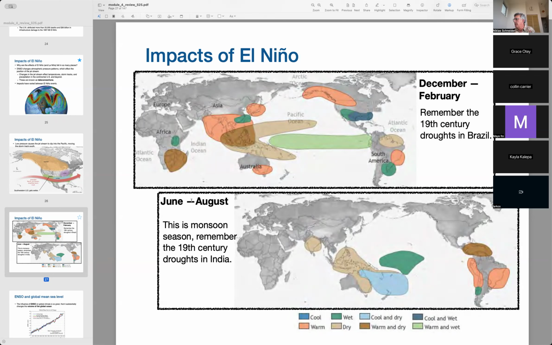In particular, in the Northern Hemisphere summer, one important impact is over India, where the monsoon is affected by El Nino. During El Nino, we have a drier condition during the monsoon. Of course, that affects an enormous number of people in the monsoon regions in Southeast Asia.